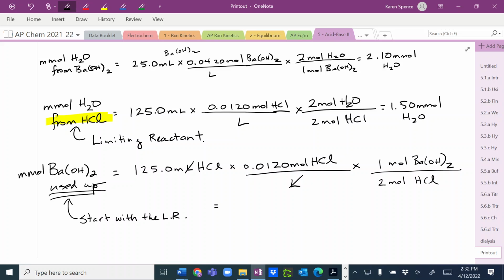125 times 0.012 divided by 2 equals 0.0750 millimoles of BaOH2 used up. Oh dear God, and I have to calculate how much there was at the start too, don't I? You guys are going to love the other method because it's so much faster.